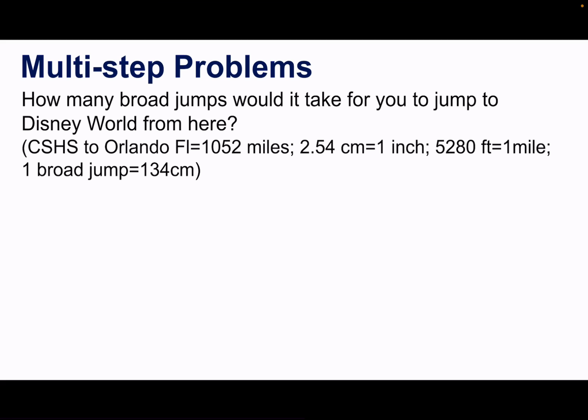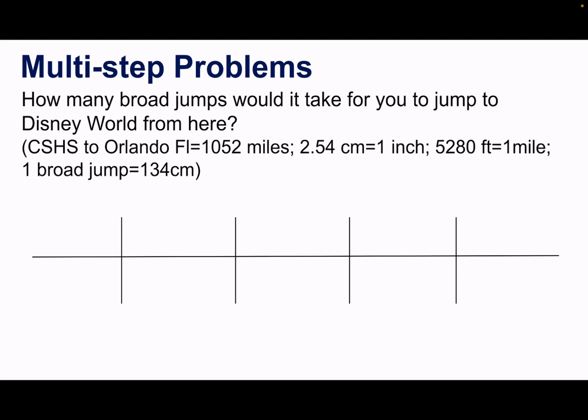That's 1,052 miles. We also give you that 1 inch is 2.54 centimeters. We give you the conversion from feet to miles and centimeters to broad jumps. So your broad jump may be a little bit different, but on average, it's about 134 centimeters. So T-table. Again, you may not know how many steps it's going to take. This slide has them all listed out.